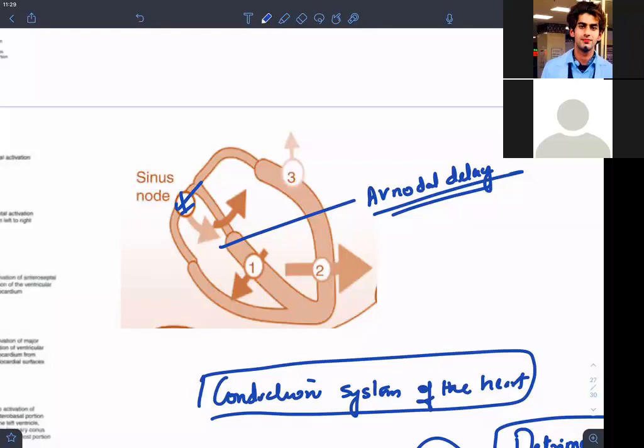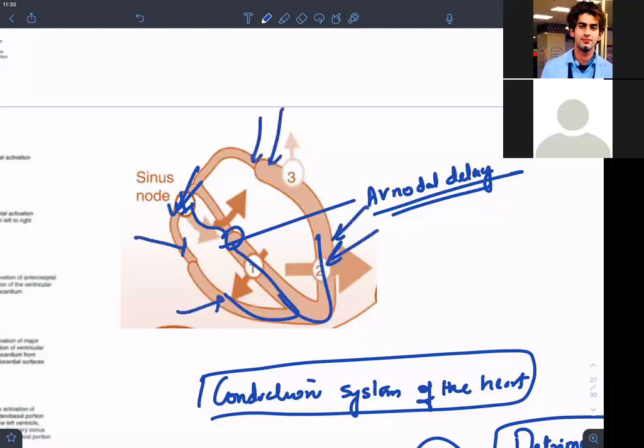If the AV node had not been there, what would have happened is that the SA node is giving the charge and the AV node is giving the charge at the same time to the ventricles. Ventricles also contract at the same time, atria also contract at the same time. Means synchrony is lost. The contraction synchrony is lost. There is an asynchrony happening. There should be a rhythm so that the atria contract first, the ventricle is relaxing for that time so that we can fill the ventricle, as common sense. And then the ventricle starts the contraction, and atria should not do anything.